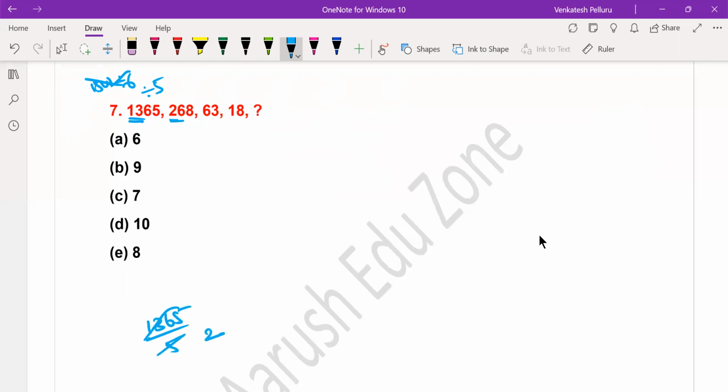So divided by 5, 5 2s are 10, 36 we are having, 5 7s are 35, 5 3s are 15. Actual result has to be 273.